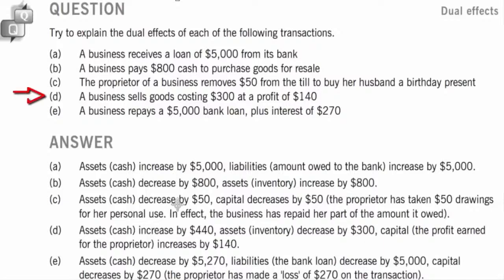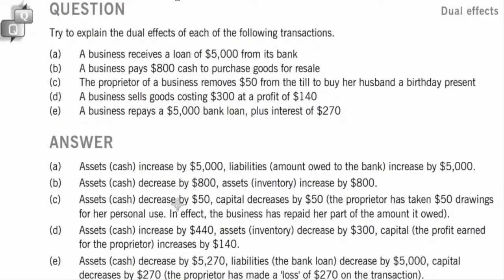Transaction D. The business sells goods costing $300 at a profit of $140. In this transaction, the business is selling goods. The cost of the goods was $300, but the business made a profit, selling them for $440: the cost of $300 plus the profit of $140.